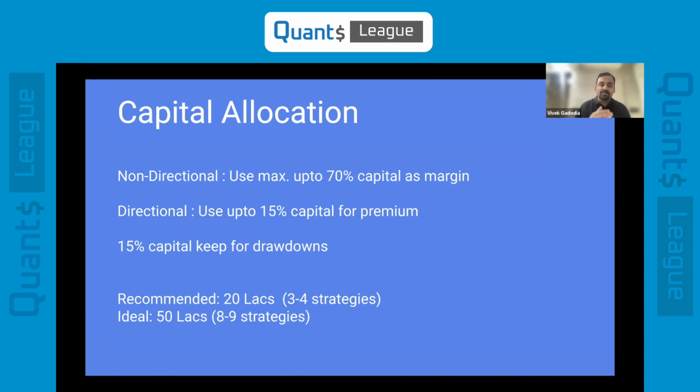If the capital goes up, to actually trade all the varieties of strategies in the basket, probably a capital of 50 lakhs is required to trade about 8-9 different option strategies across the indices. And this can be used for both Nifty and Bank Nifty. So obviously, the higher the capital, the more strategies we can do. And why is it recommended to do more strategies?